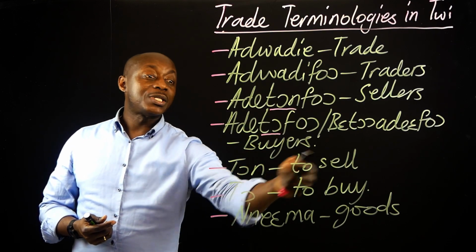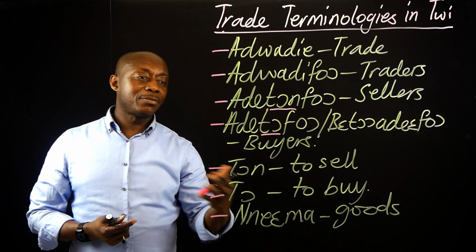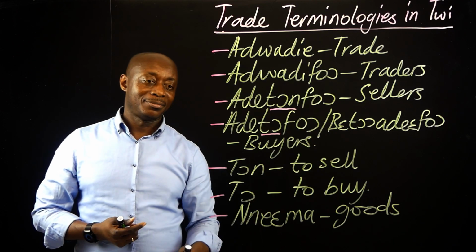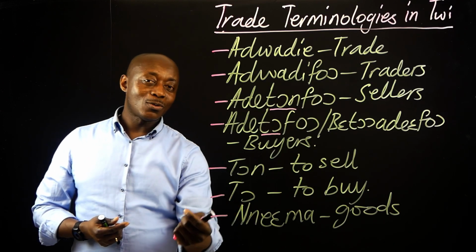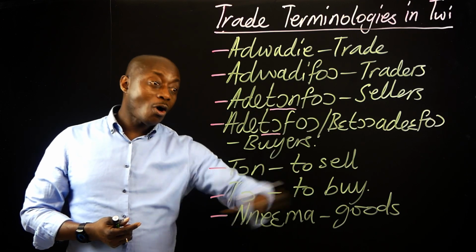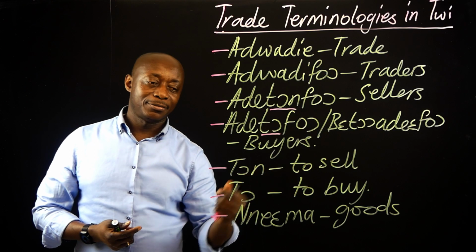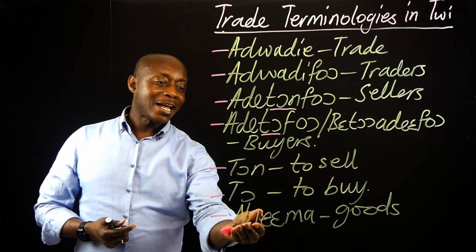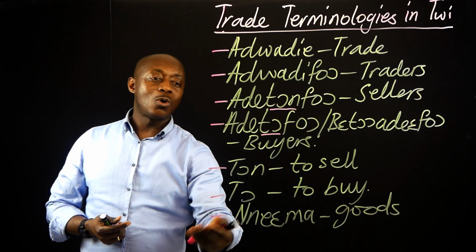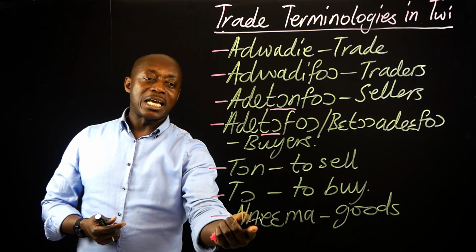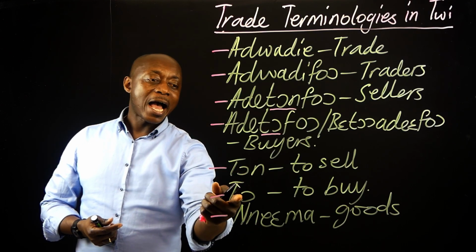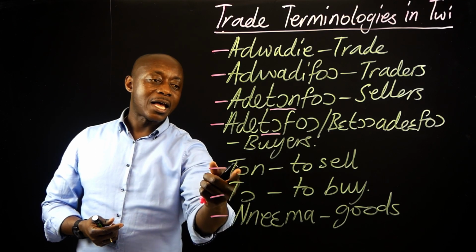Tɔn means what? To sell. So if I give that imperative statement, tɔn, I mean what? Sell it. Tɔ means what? To buy. If you give an imperative statement, tɔ, that means what? Buy it. And then nneɛma, we buy what? Nneɛma, we buy goods. So yɛtɔ nneɛma. Yɛtɔn nneɛma. We buy goods, we sell goods.